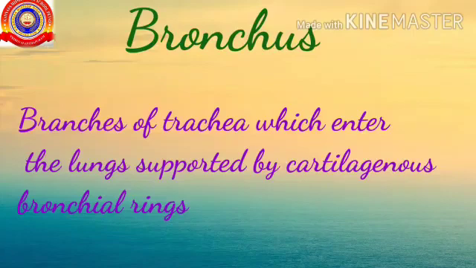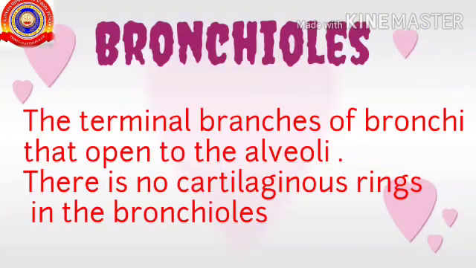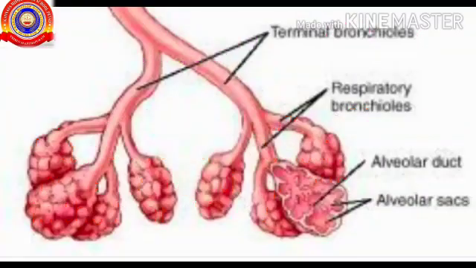Bronchus, branches of trachea which enter the lungs, supported by cartilaginous bronchial rings. Next is the bronchiole. The bronchiole is the terminal branches of bronchi that open to the alveoli. The peculiarity of bronchiole is there are no cartilaginous rings in the bronchioles.